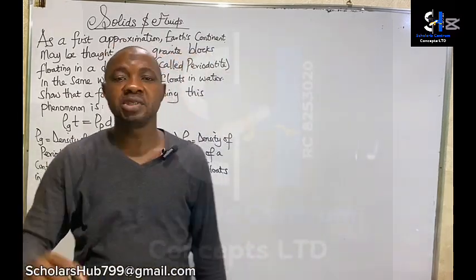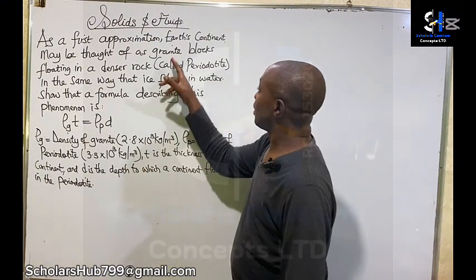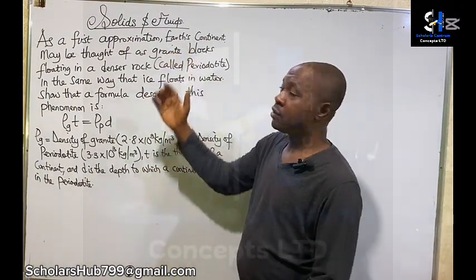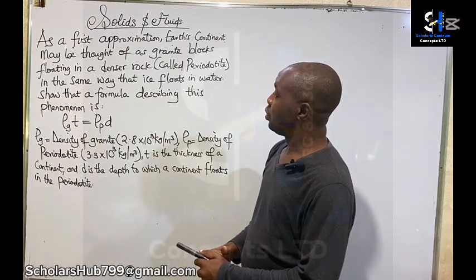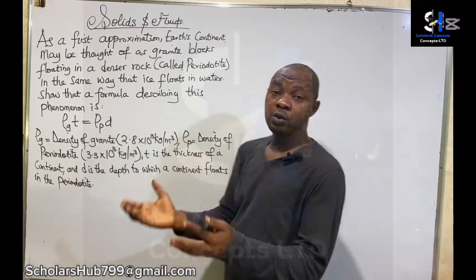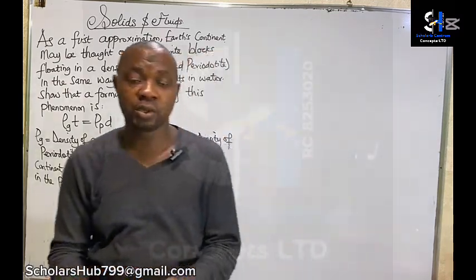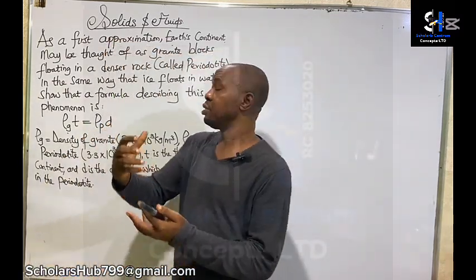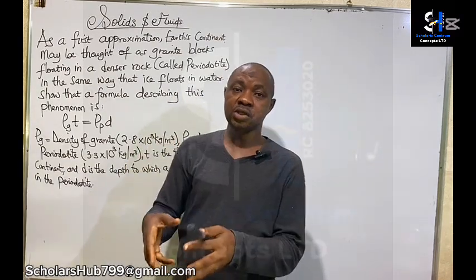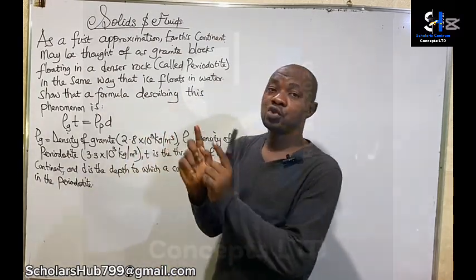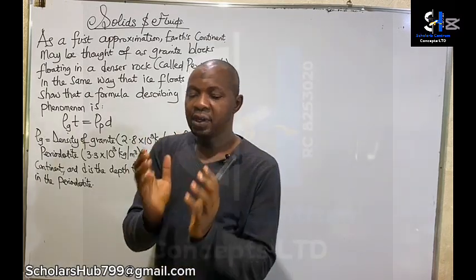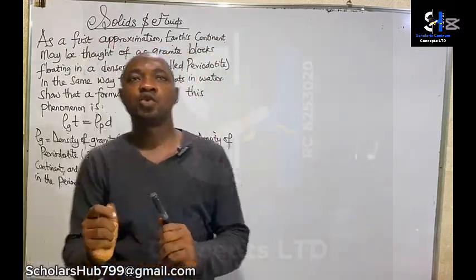You understand? So which means the granite block, which is thought of as a continent, floats in a denser rock known as what? Peridotite. So the fluid is the peridotite. Now the block, that's the granite, is the solid. So that's why the topic is solid and fluid.